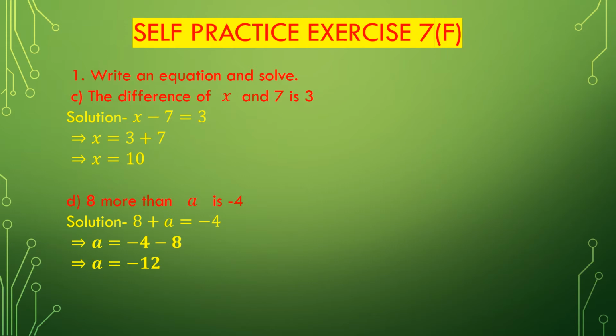So the equation will be: difference of x and 7 is 3. Difference is represented with minus symbol. So x and 7 will be x minus 7 equal to 3. This is the equation. Now we solve the value for the variable x. x equal to 3, minus 7 transposed to the right hand side, then minus 7 changes to plus 7. So x equal to 3 plus 7 and 3 plus 7 is 10. Now we get x equal to 10. So the value for the variable x is 10.